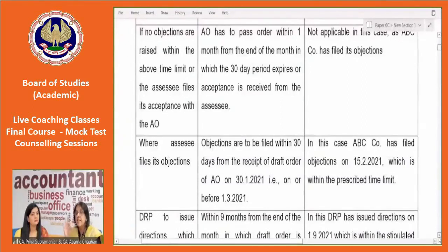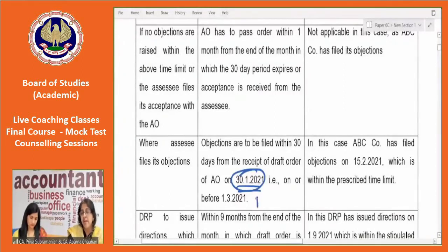It has to do it within 30 days, so 30 days of receipt of the draft order. The question states the draft order is received on 31/1/2021. I picked up the facts from the question only. So how many days do you have? 30 days from 31/1/2021. 30 days is what?